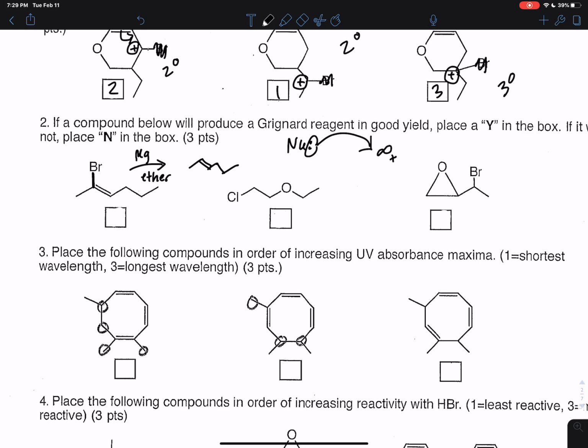So if you put Mg and ether, your product is going to look like this: magnesium's your middleman. He goes right in between the alkyl chain and the bromine. So you would be able to do that with this. So you're going to say yes.